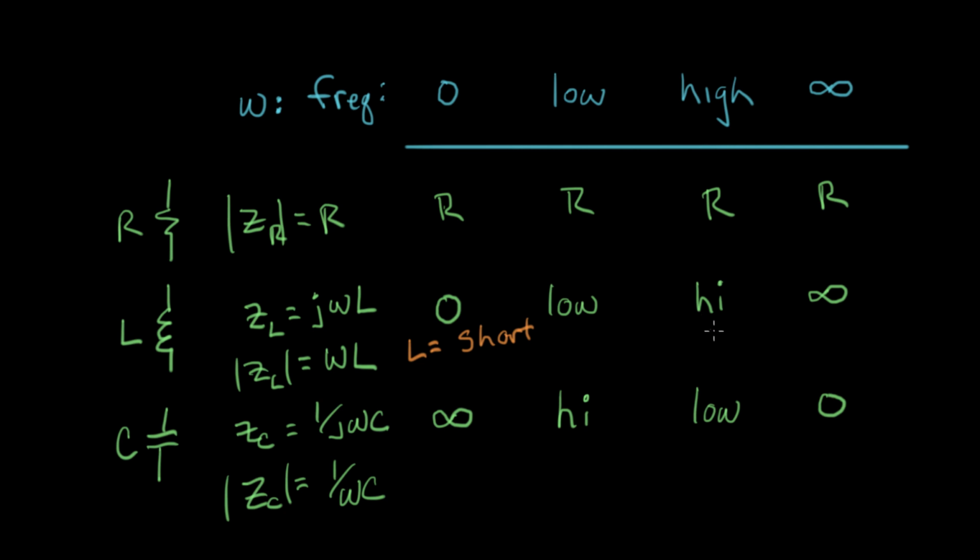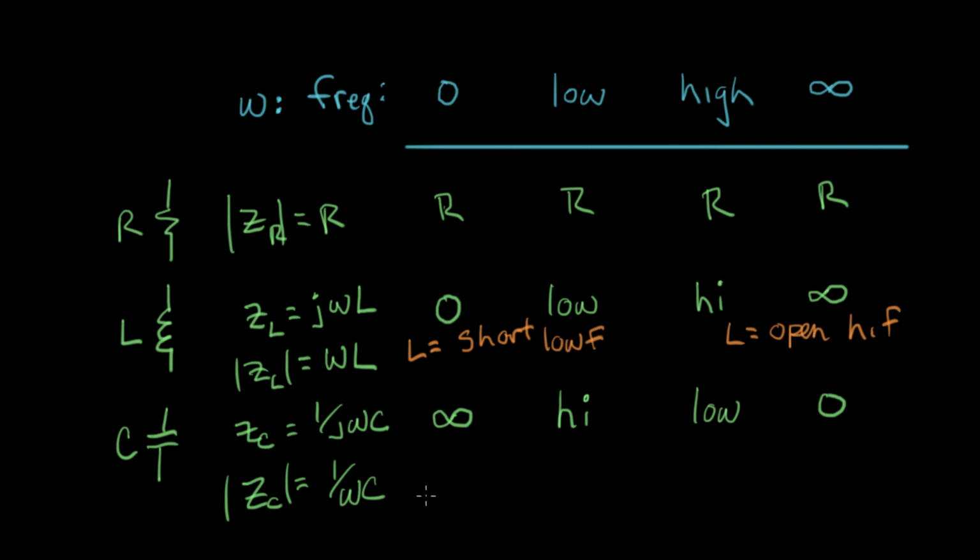And now let's go to high frequency. The impedance gets high and it eventually goes to infinity. That's the impedance of an open circuit. So we say L equals an open at high frequency. And it's a short at low frequency.